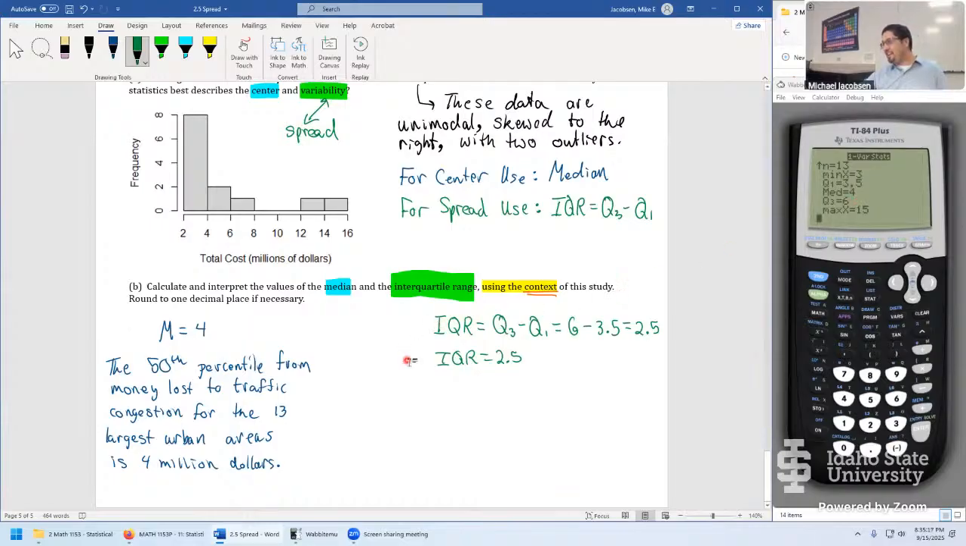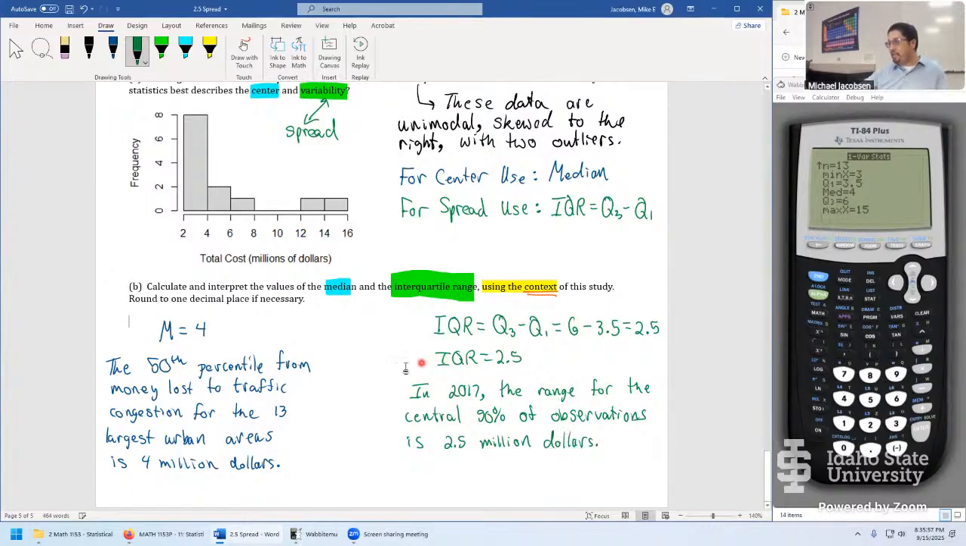But if we're following it to the letter, we're interpreting the range. Let's go with that route. So there's lots of ways to answer this correctly. For this one, we can say in 2017, the range for the central 50% of observations is $2.5 million.